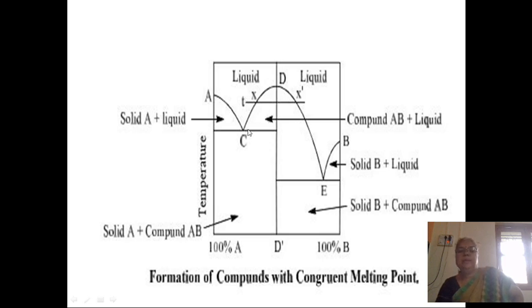Then in this diagram we have two eutectic points, point C. Here solid A, solid AB, and solution are there. So C point is a non-variant point. Then at E point we have solid B, solid AB, and solution. Again, by using the condensed phase rule, E point is also a eutectic point and the degree of freedom here is 0.